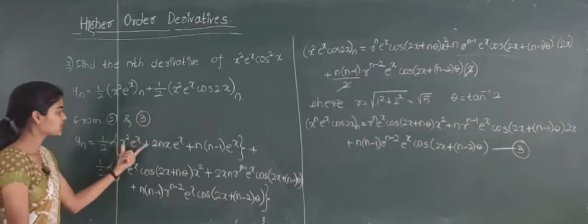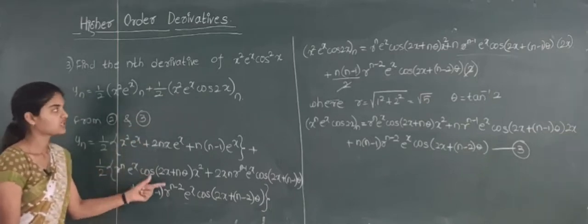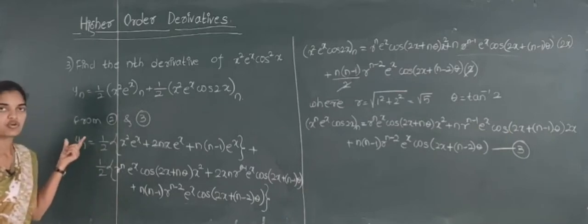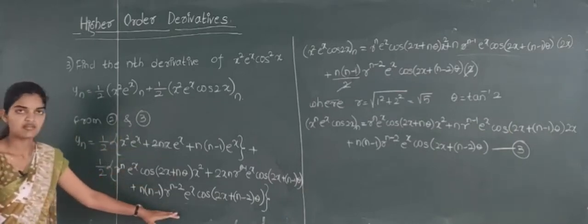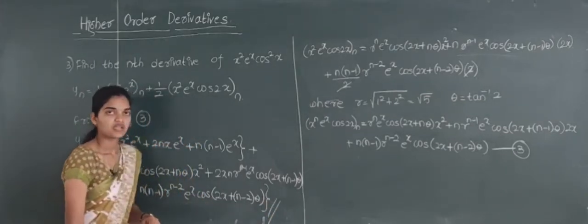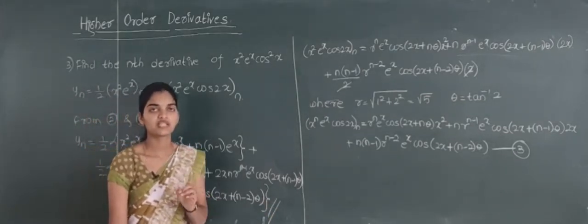Yes, we have substituted equation 2 and equation 3 in equation number 1, and that will be our nth derivative of the given function. That is what we have shown. So this is our total answer. Yes, I hope you now know how to get the nth derivative.